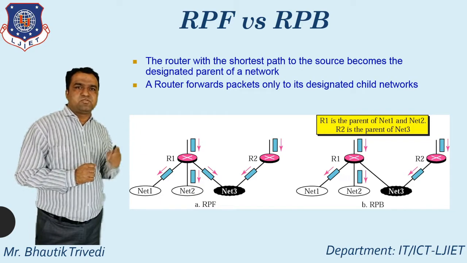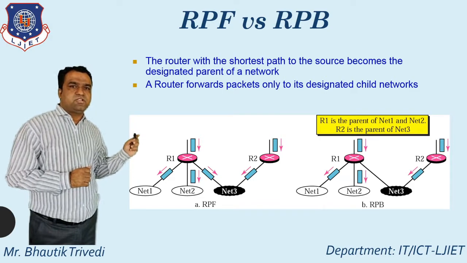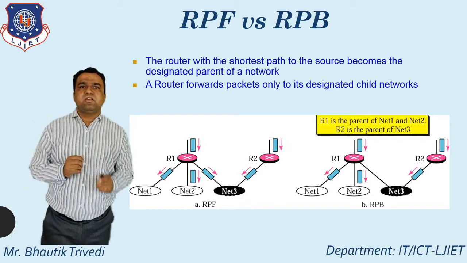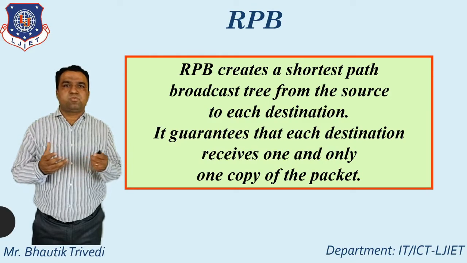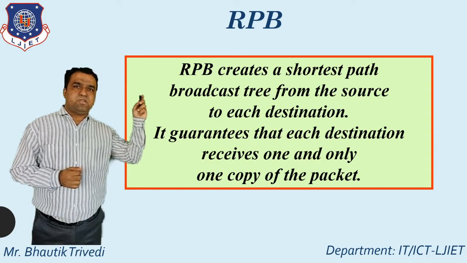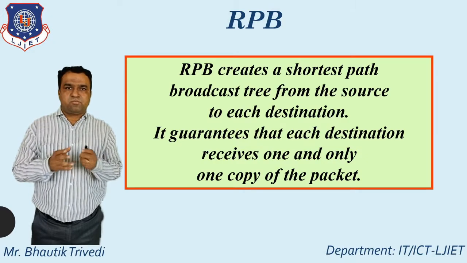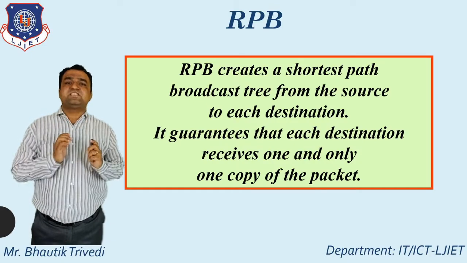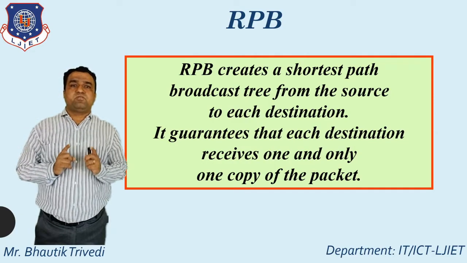And RPB means what? So R1 is the parent of net 1 and net 2, and R2 is the parent of net 3. So that is the concept of the RPF and RPB. After that, RPB creates a shortest path broadcast tree. Up to this RPF, and then after here you just see RPB, that is the reverse path broadcasting. So for this, you create one shortest path broadcast tree from the source to each destination. So it guarantees that each and every destination receives one and only one copy of the packet.